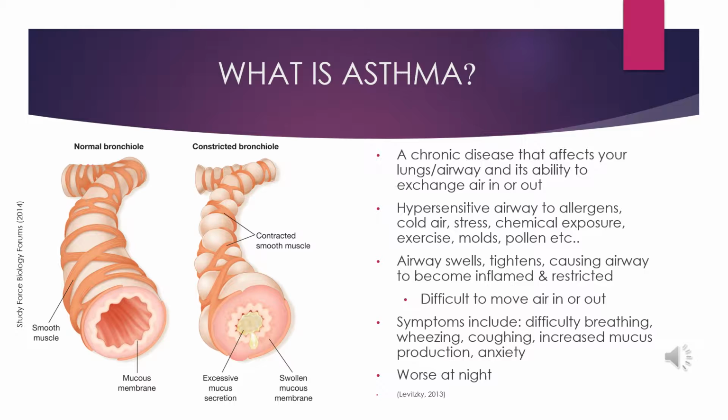Now, the airway system is lined with smooth muscle, fibrous smooth muscle, and it also constricts. So you kind of have all these issues coming from different directions. The symptoms that someone experiences with an asthma attack are wheezing, coughing, increased mucus production, and anxiety.